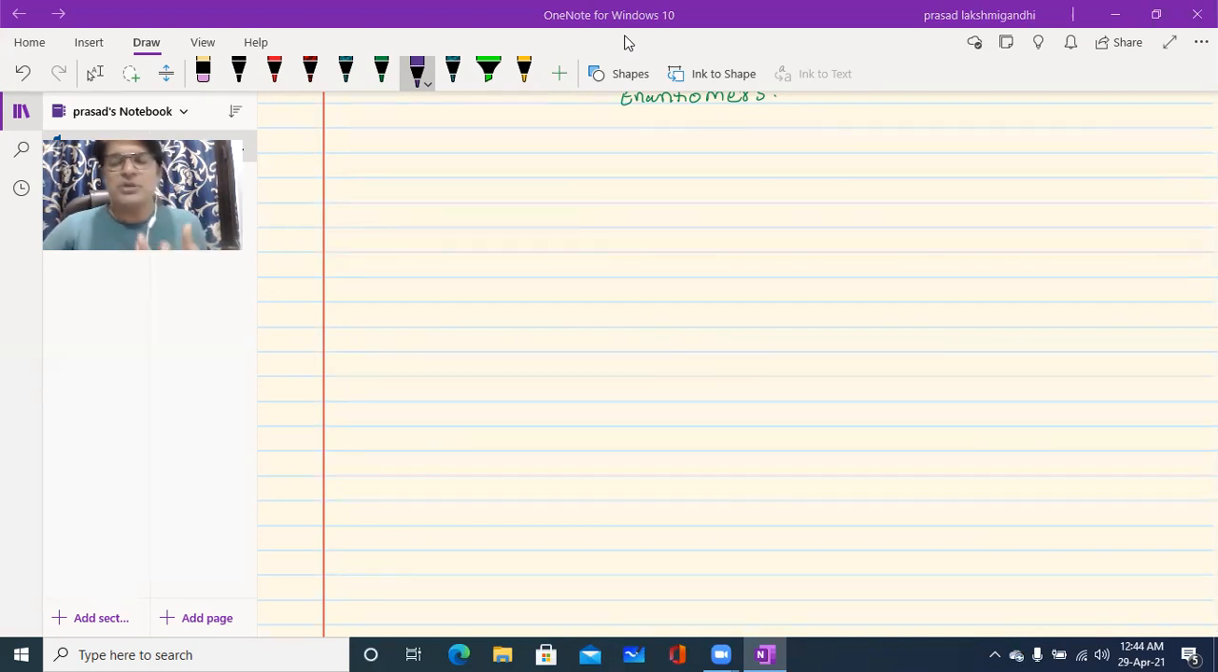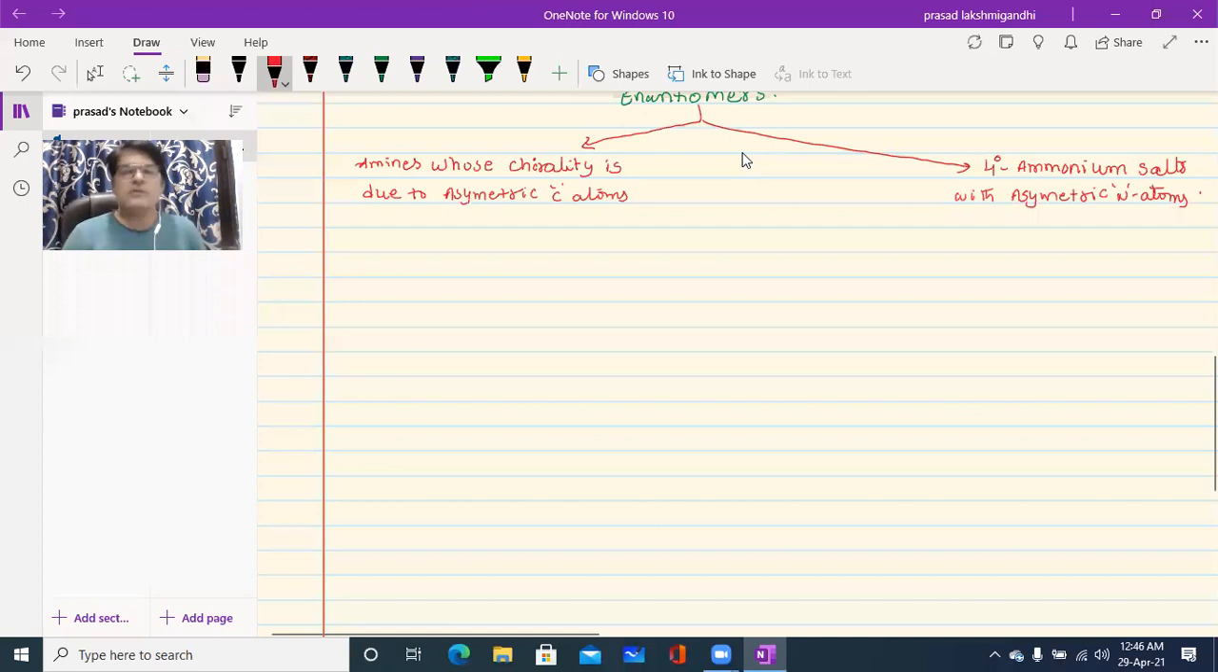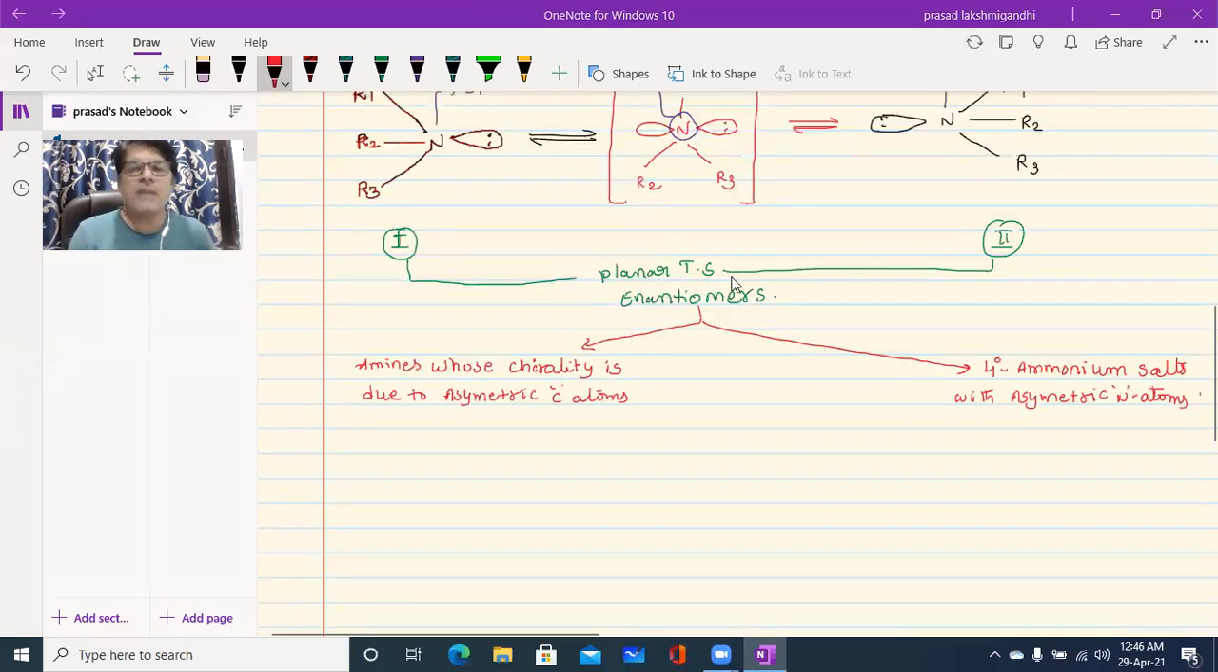I wanted to show you two examples here. I'm going to pause the video now to draw the structure. These are the planar transition enantiomers. I'm going to show a few simple amines and how they are resolved, in two steps. The first one is amines whose chirality is due to an asymmetric carbon atom, and the second one is quaternary ammonium salts. They also show enantiomers, that is optical activity, with an asymmetric nitrogen atom.